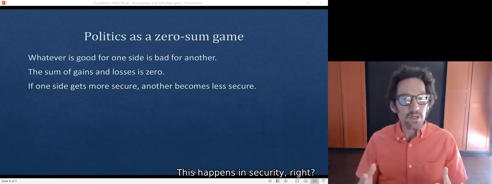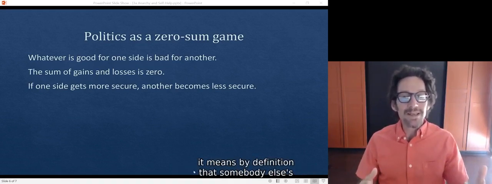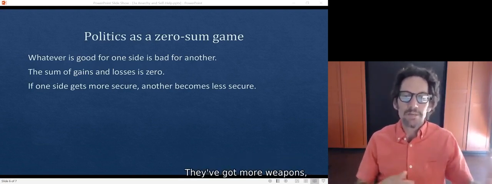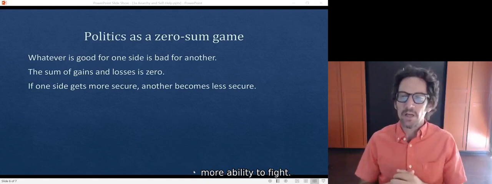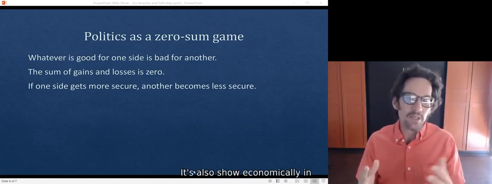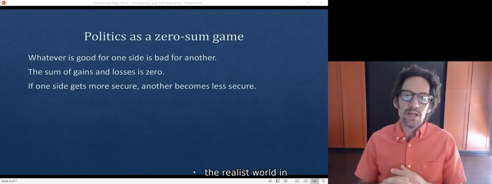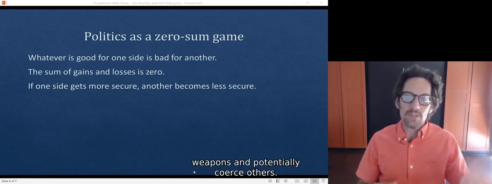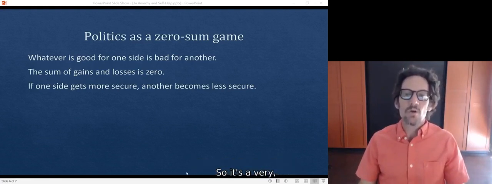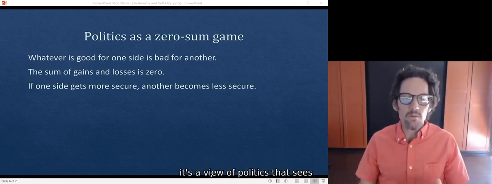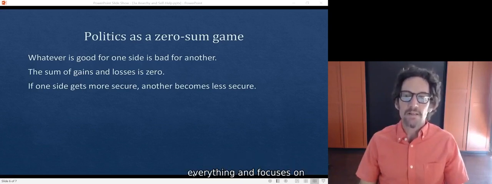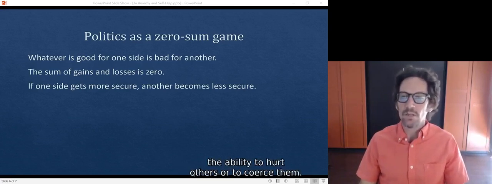This happens in security, right? If one side is more secure, it means by definition that somebody else is less secure, because the one side is more secure because they've got more weapons, more ability to fight. It's also true economically in the realist world, in the sense that if you've got more wealth, that's more ability to buy weapons and potentially coerce others. So it's a view of politics that sees conflict of interest as at the center of everything, and focuses on the ability to hurt others or to coerce them.